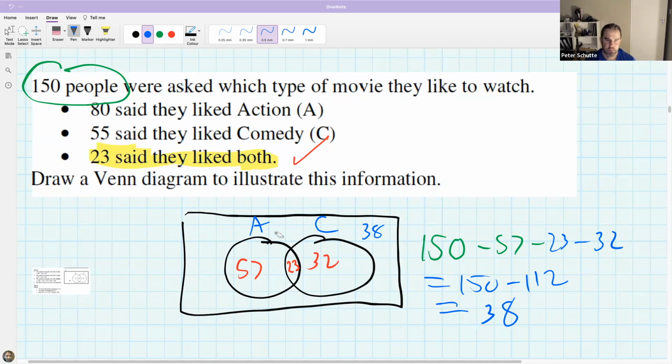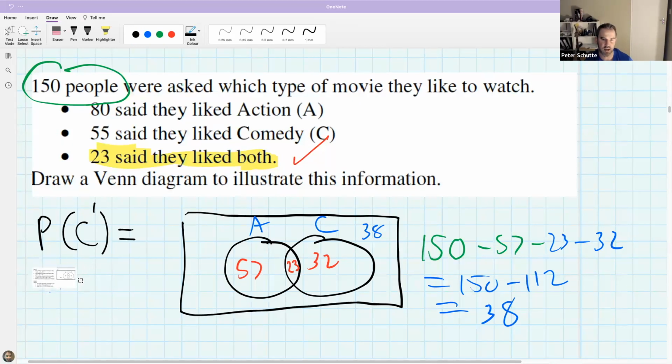Okay, so now time for a probability question. What is the probability that somebody does not like comedy? What's the probability that a randomly chosen person, you ask what movies do you like, and they say they do not like comedy?